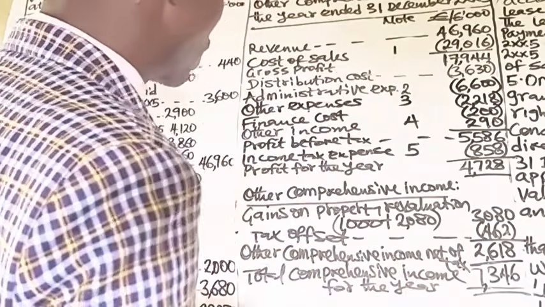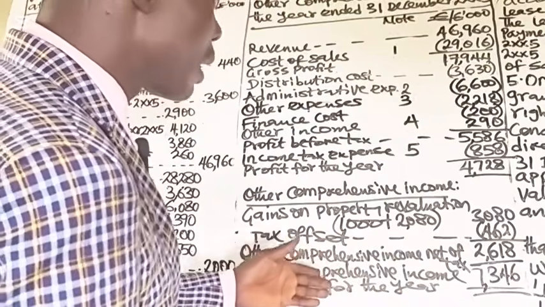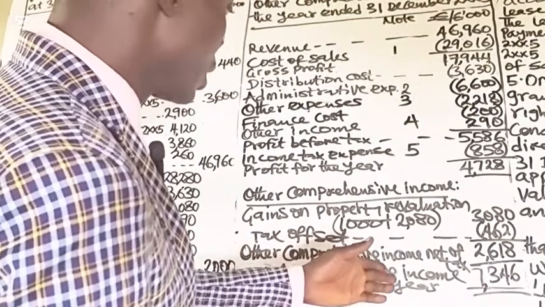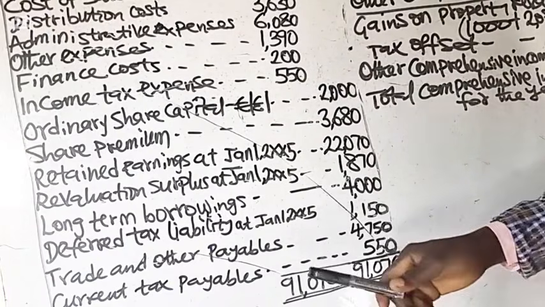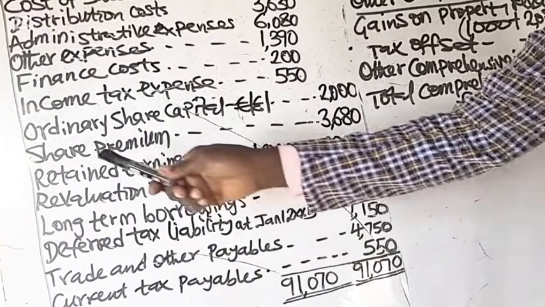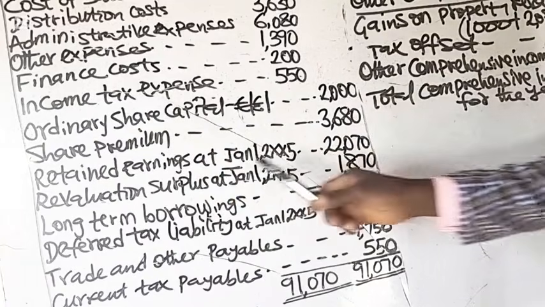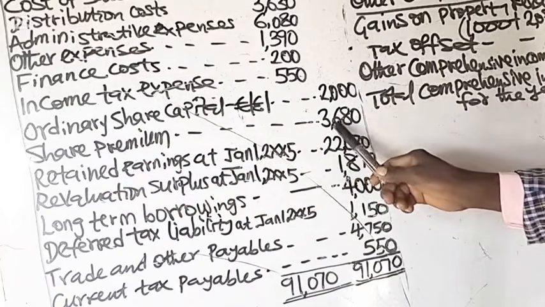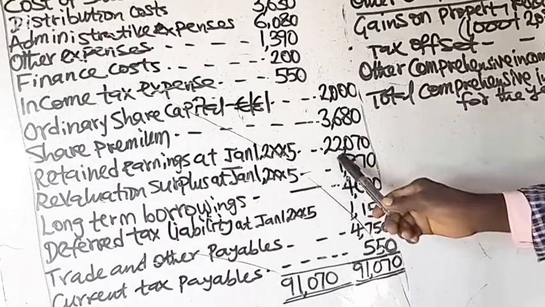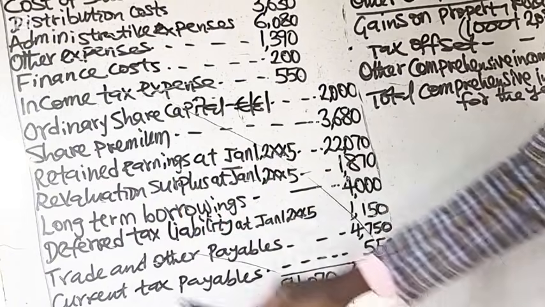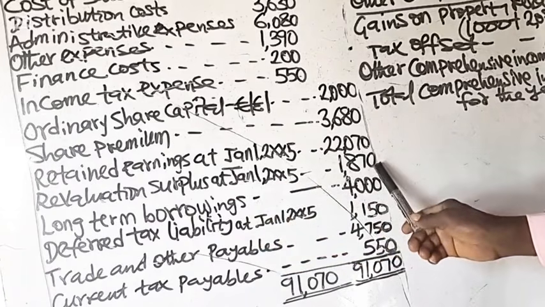That is all about the statement of profit or loss and other comprehensive income. So let's add the statement of changes in equity, though the question did not ask us for that. For the purpose of the statement of changes in equity, the equity components include ordinary share capital of 2 million euro. Take note of that. Share premium, 3,680,000 euro. Retained earnings at 1st of January 2005, 22,070,000 euro. Then revaluation surplus at 1st of January 2005, 1,070,000 euro.